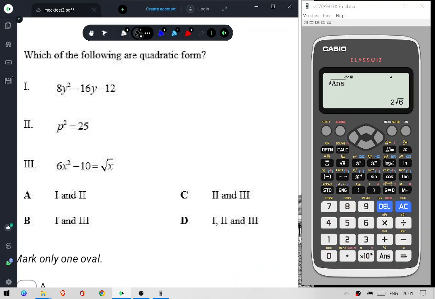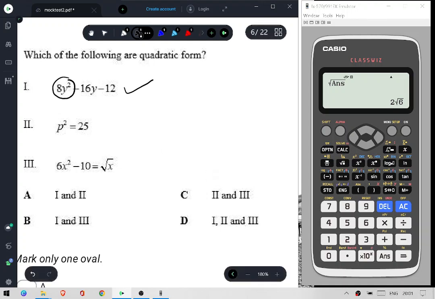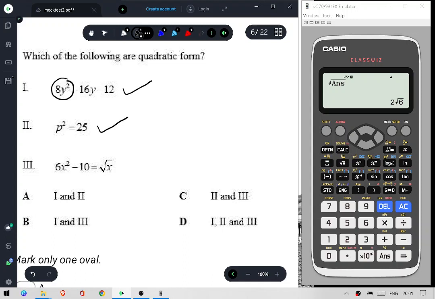Which of the following are quadratic form? Quadratic form means the highest power of the variable is 2, just like this one. So the first one is quadratic form. The second one is also quadratic form. The third one is not, however, because we have a square root over here. So the third one is out. The only answer for this one is A, 1 and 2.